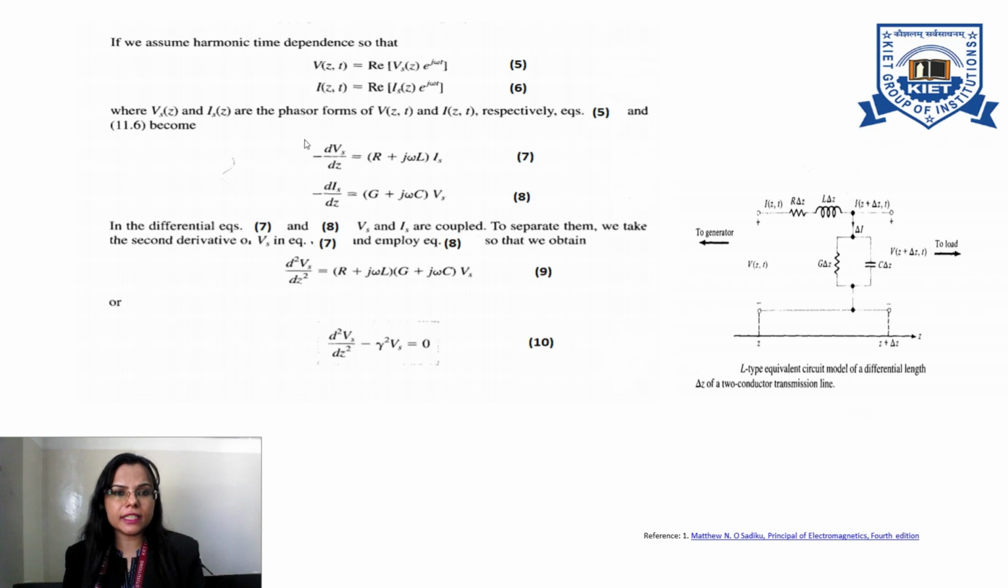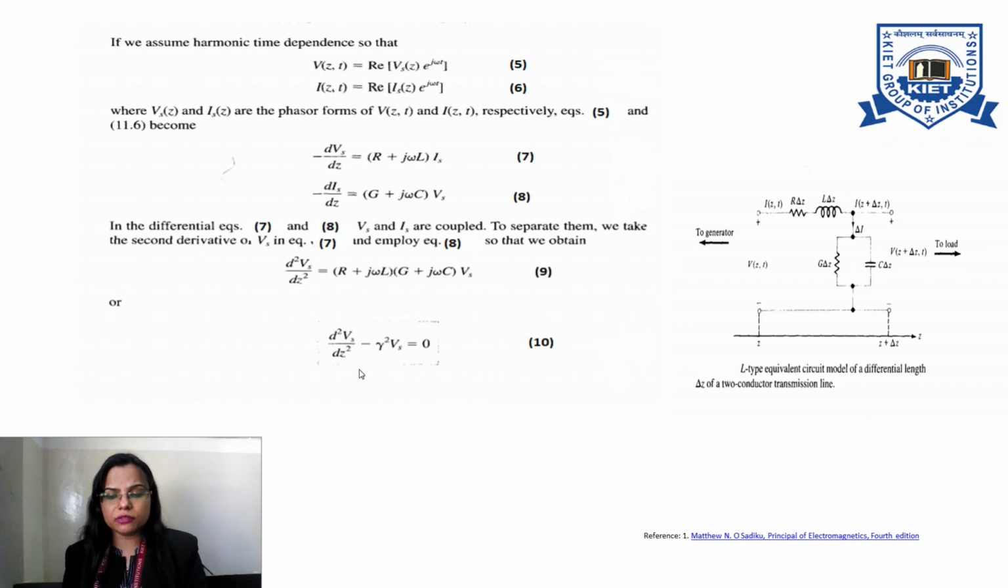So, I am taking the second derivative of equation 7. This will be d square Vs over dz square equal to R plus j omega L into dIs over dz. We have the value of dIs over dz as minus G plus j omega C into Vs; this minus minus will become plus here. So, d square Vs over dz square equal to R plus j omega L into G plus j omega C into Vs. Now, I am taking this quantity to this side.